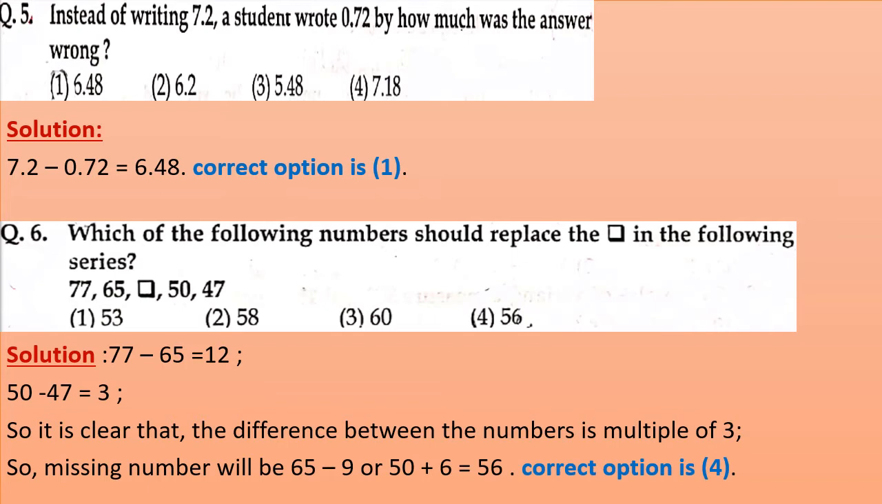Question 6. We have to find the missing number in the series. We take the difference between the first two numbers, that is 77 minus 65, which is 12. Now the difference of the last two numbers, 50 minus 47, is 3. So it is clear that the difference between the numbers is a multiple of 3. So the missing number will be 65 minus 9 or 50 plus 6, which is 56. So the correct option is 4.